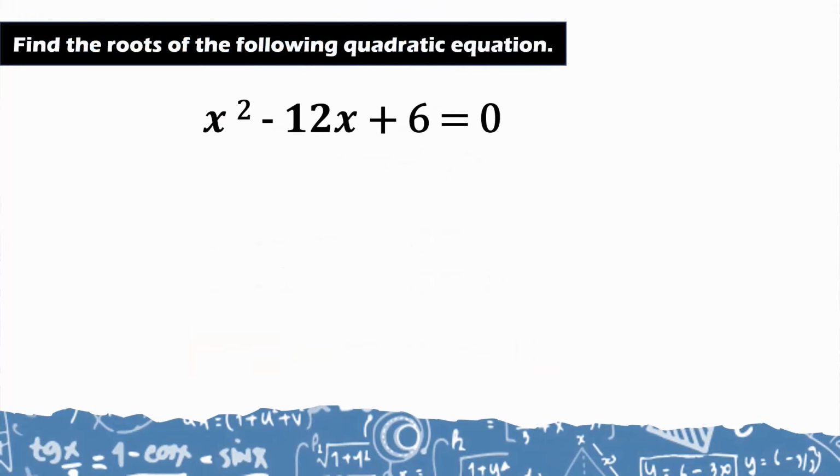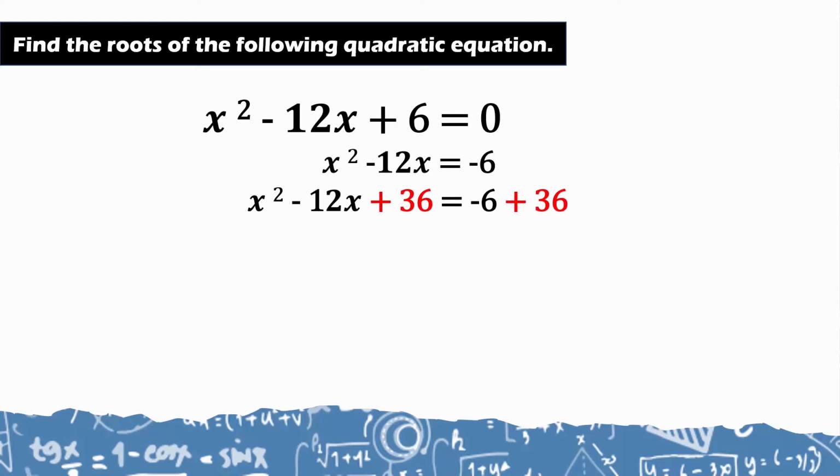Let us have another example. We have x squared minus 12x plus 6 equals 0. By writing it in the correct expression form, we have x squared minus 12x equals negative 6. By completing the square, we will divide 12 by 2 and get its square to determine the number to be added to both sides of the equation. And that is 12 divided by 2, which is 6. Getting its square will become 36.